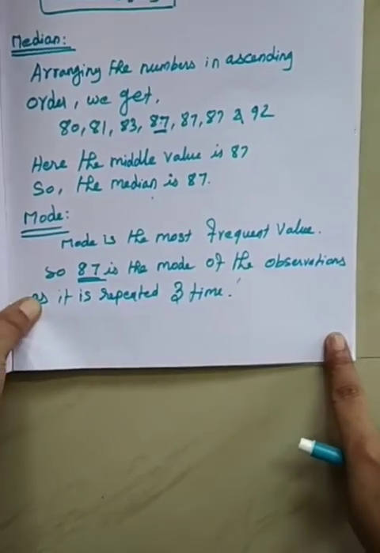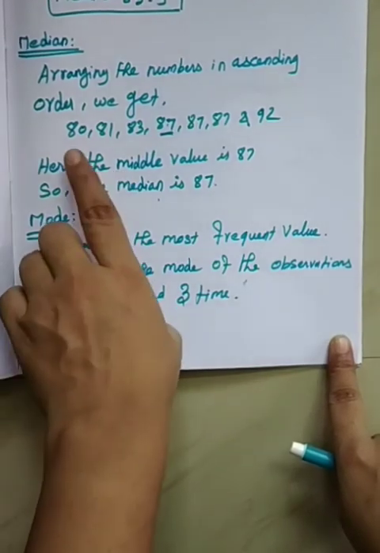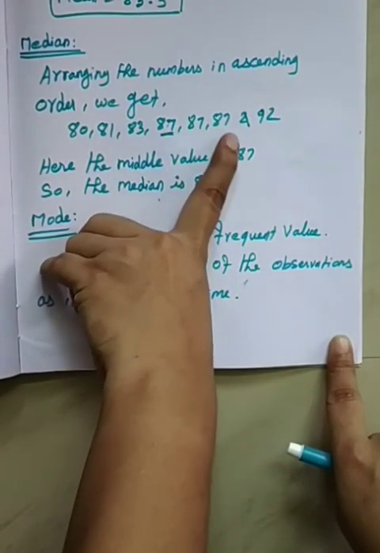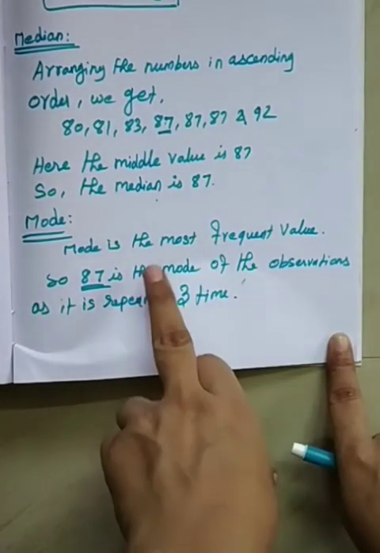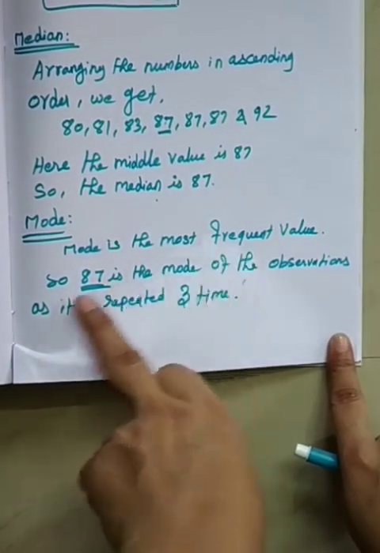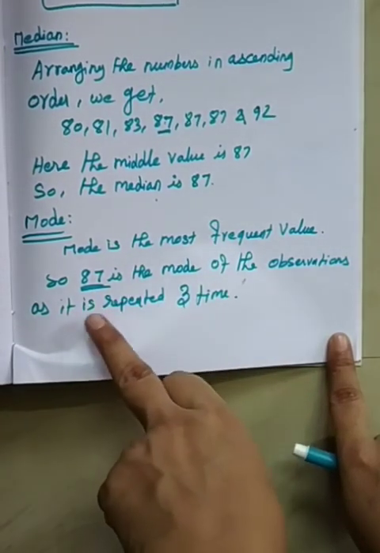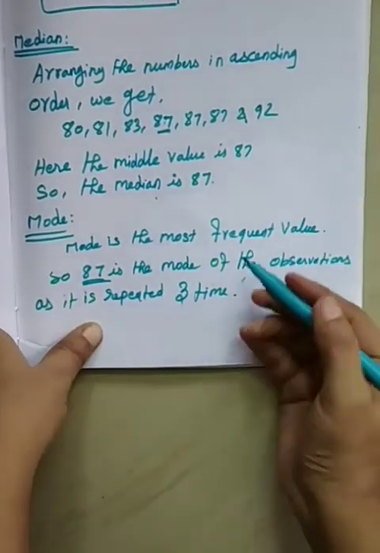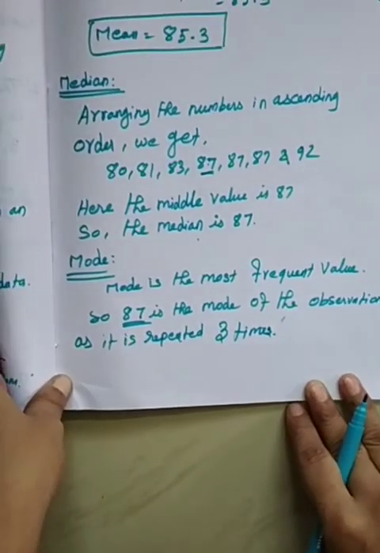Next one is mode. What is mode? The mode is nothing but the most frequent value. Right? See, in this given data, 87 appears 3 times. So 87 is called the mode. See here, mode is the most frequent value. So 87 is the mode of the observations as it is repeated 3 times. Okay. Everybody clear? Thank you.